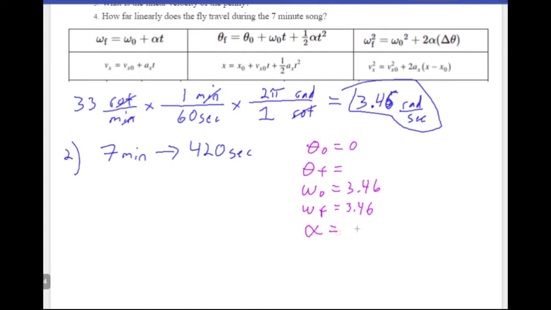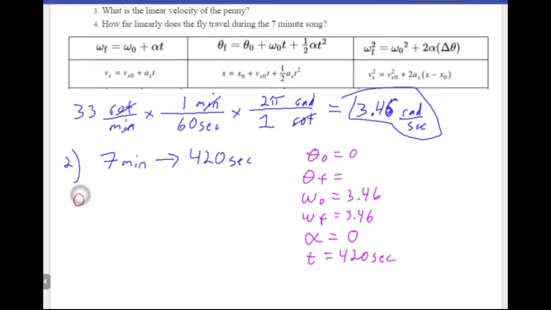Since my velocity isn't changing, that means that my acceleration is 0 in this case, and the time, which we just converted, is 420 seconds. Now that we have all this information, we can go ahead and solve for theta final. I can take my big dog equation and plug all my variables in above.